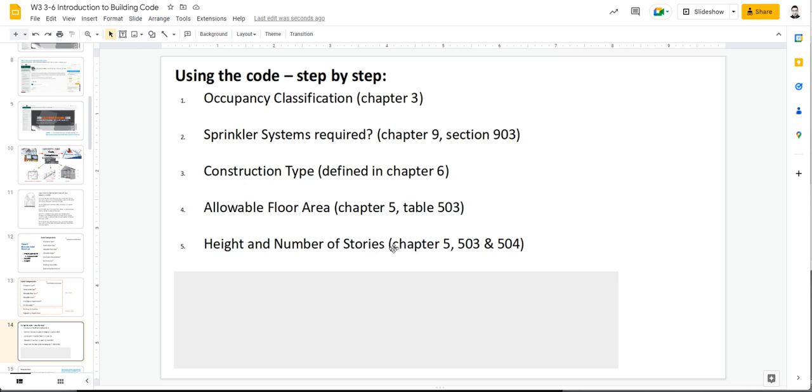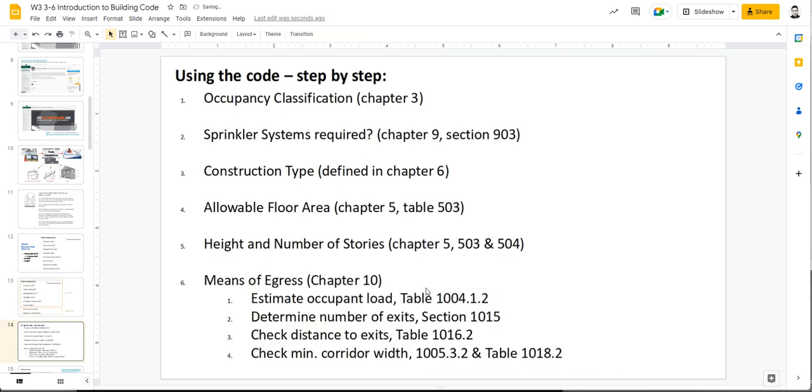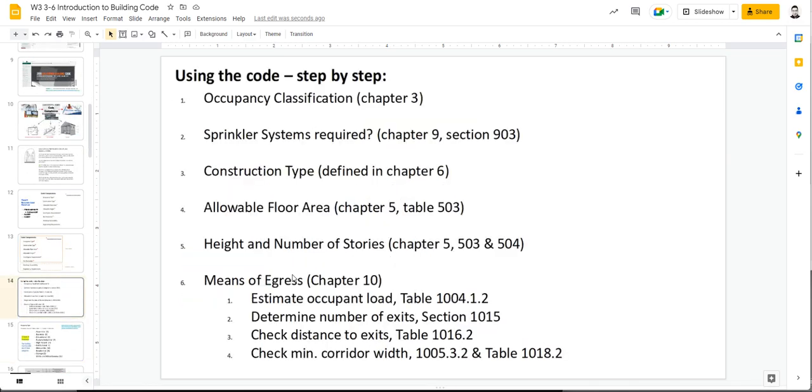How many stories? And it's also found in chapter 5. And the last one is a means of egress. Very, very important. Plan review always looks at all these four things. If they're competent, they're going to look at this one because this is about if there's a fire, how would you exit your people? So how many exits do you need to provide?